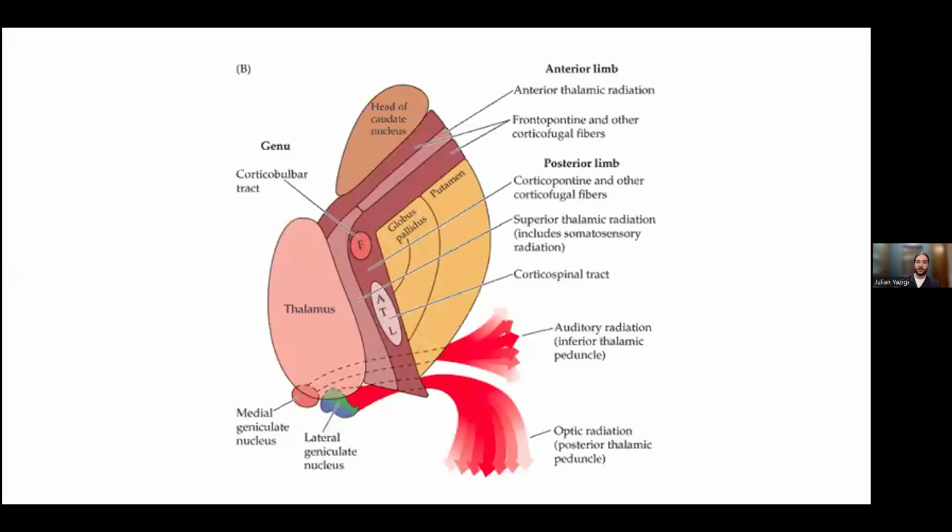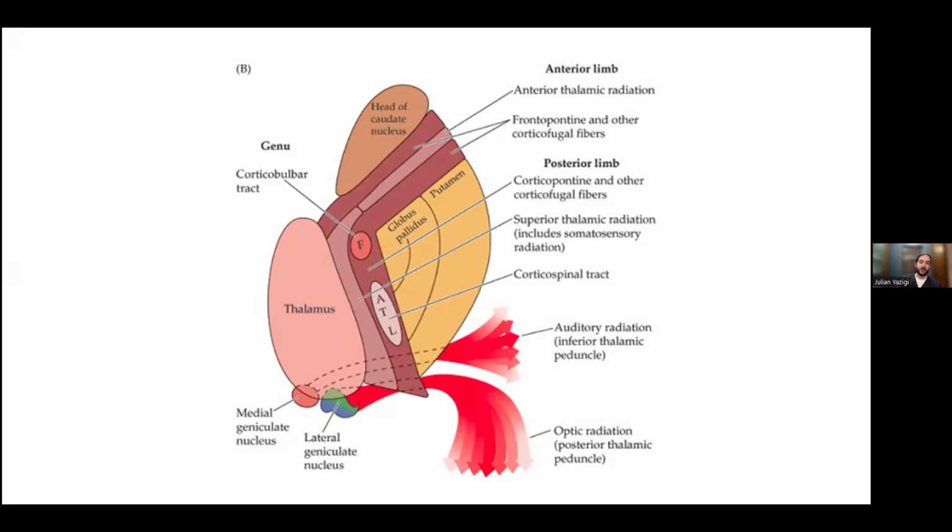All right, and let's talk a little bit about that. The anterior limb lies between the head of the caudate nucleus medially and the lentiform nucleus laterally. It contains the anterior thalamic radiation, which connects anterior and mediodorsal thalamic nuclei with prefrontal cortex. It also contains frontopontine fibers from the prefrontal cortex to the pontine nuclei.